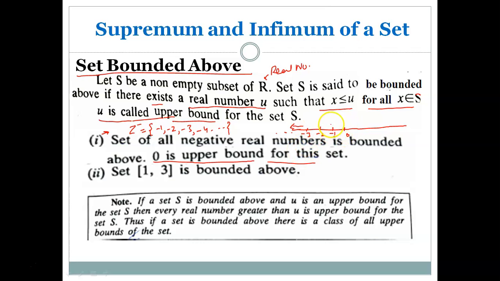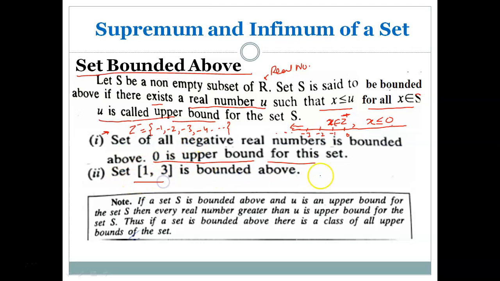Why? Because for all elements x belonging to the set of negative integers, we can say x is less than or equal to 0. So 0 is an upper bound for this set of negative integers.